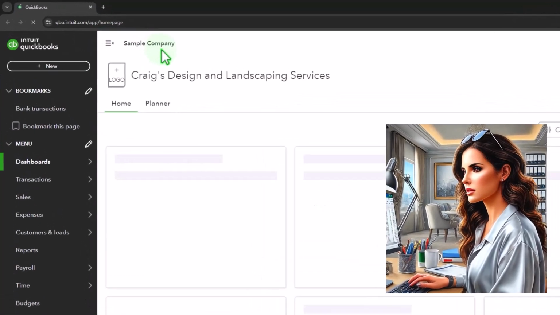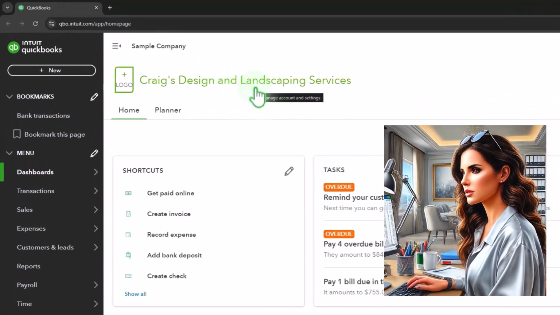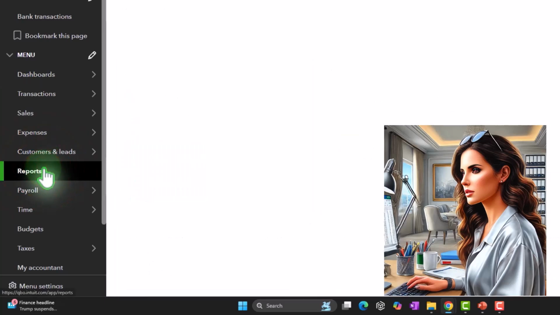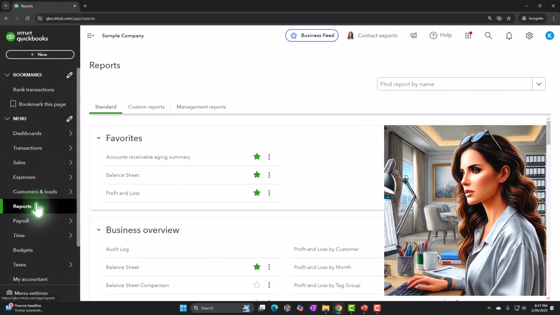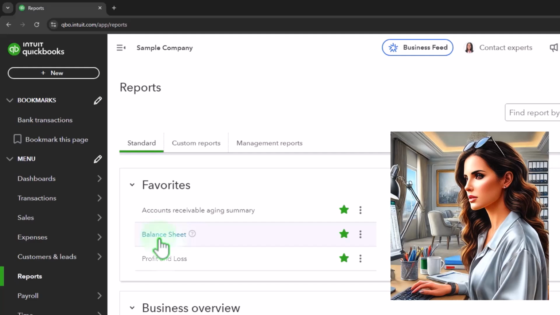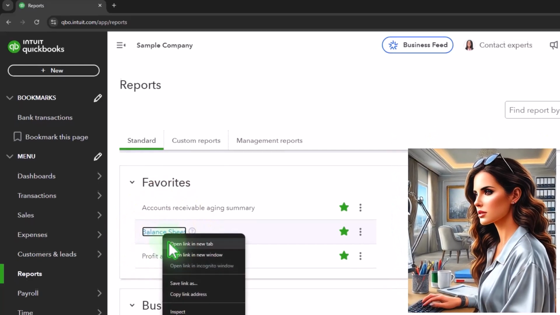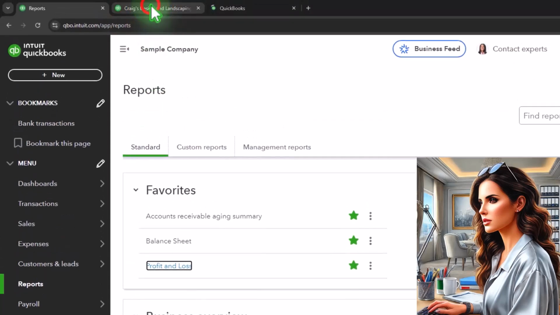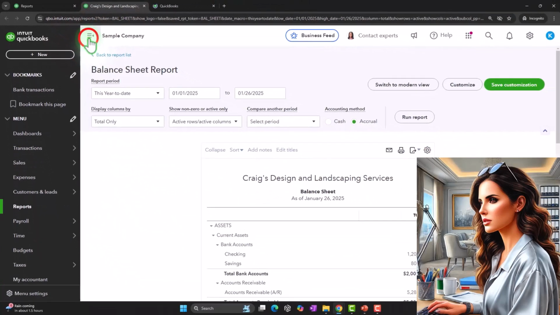We're now in the sample company file for Craig's Design and Landscaping Services, opening the major financial statement reports as we do every time. The reports are on the left-hand side, in the standard tab, right-clicking within the favorites on the balance sheet to open the link in a new tab, then right-clicking on the profit and loss to open a link in a new tab. Let's go over to that balance sheet and close up the hamburger menu.